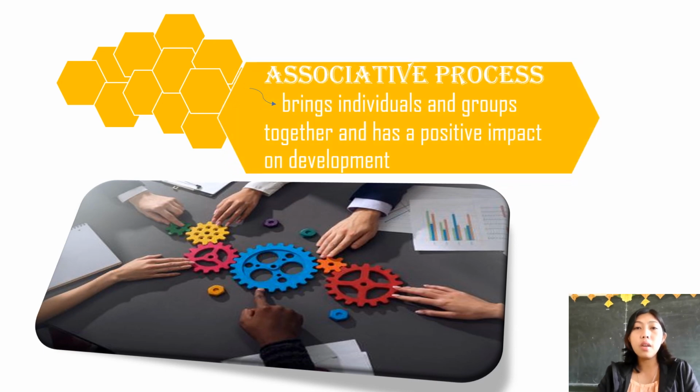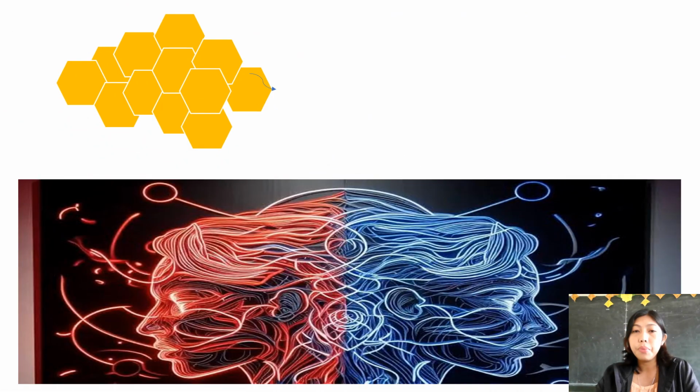First is the associative process. When we talk about associative process, it brings individuals and groups together and has a positive impact on development. As we go back to our clip a while ago, it is one example of associative process. Why? It's because they are together. They are in teamwork, setting a goal and succeeding to win whatever they want.